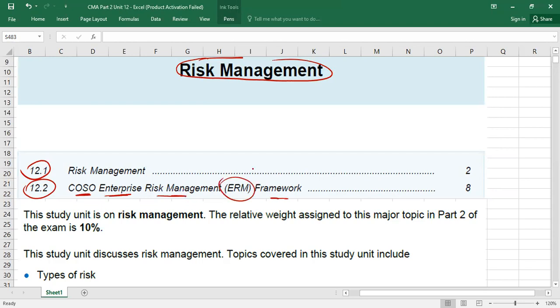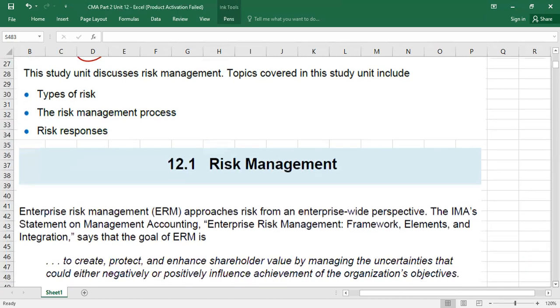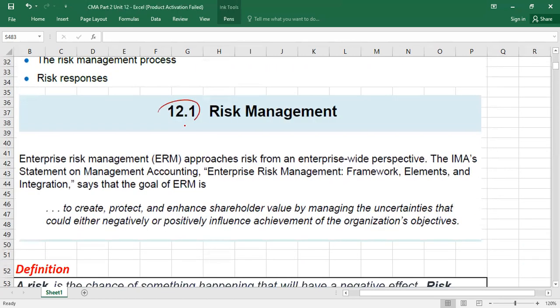So please remember, this unit, risk management, unit number 12, is going to be 10% of your exam. Out of 100%, almost 10% of the exam will be tested from this unit. It is a totally theoretical area, but it is really important from an exam point of view. First we are going to start with 12.1, what is risk management.